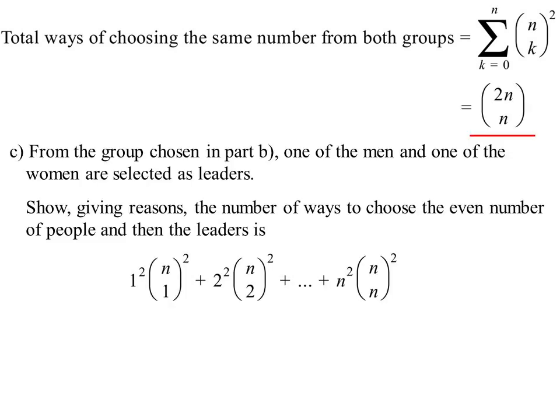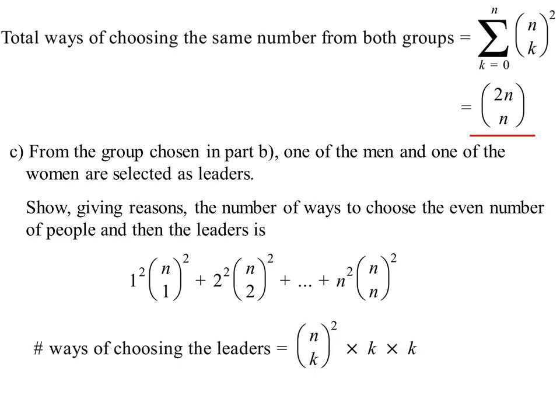Now part C, from those groups that we've just chosen, one of the men and one of the women are going to be selected as leaders. Show this particular expression now. There's the number of ways we can do that. So the number of ways of choosing the leaders. We have got our group. So that's going to be nCk squared. We've chosen the men and the women. We now have to choose the leaders.